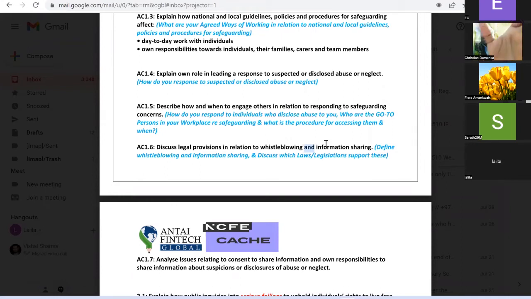This question is just like 1.4, but it's a little different. Responding to safeguarding concerns. A safeguarding concern could be a suspicion that someone is being abused. It could be a disclosure. The question is this: how will you engage with people?